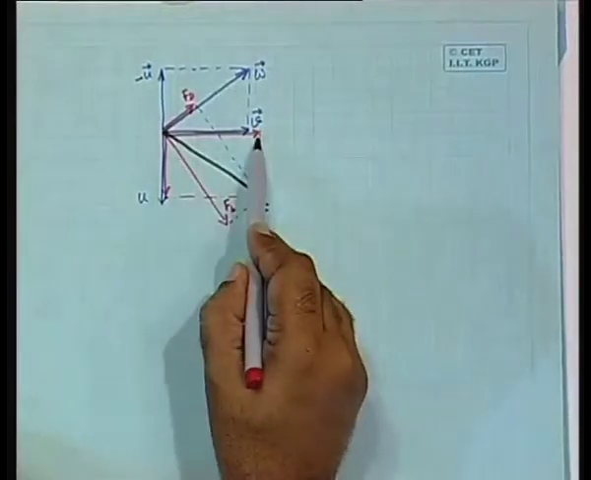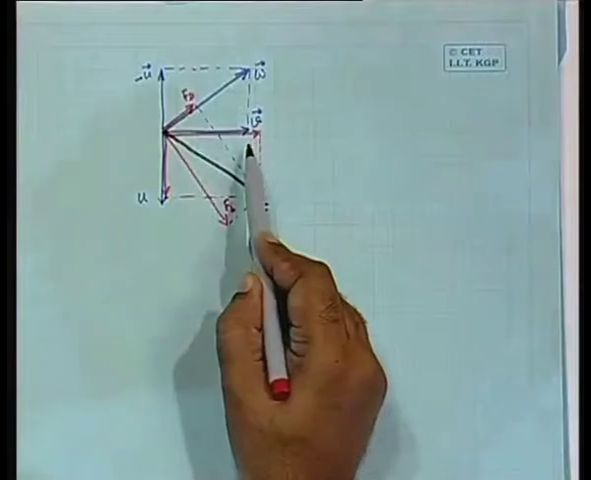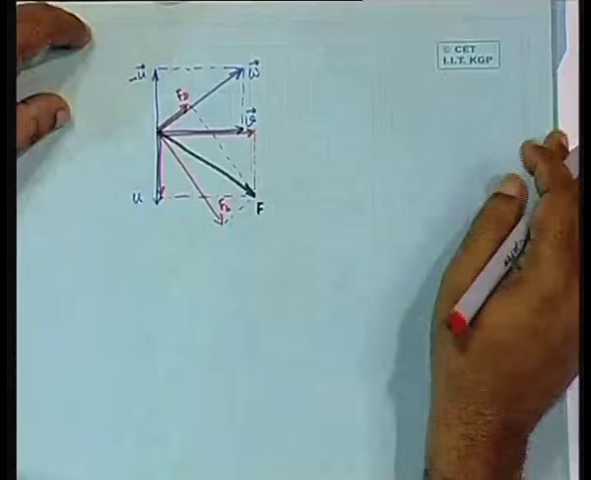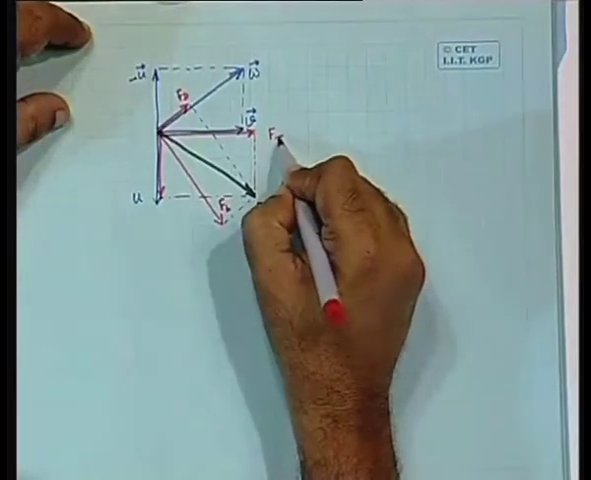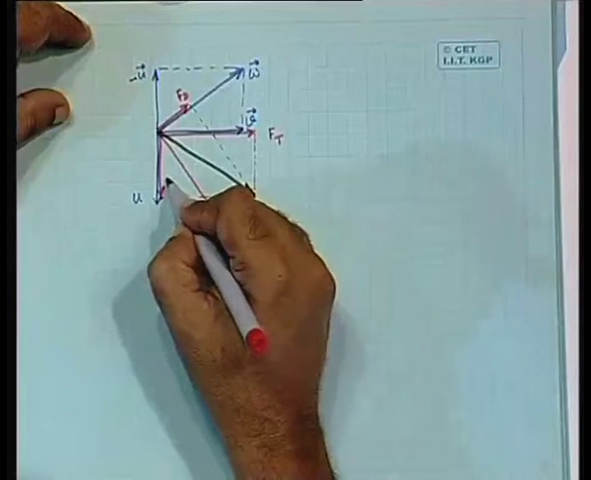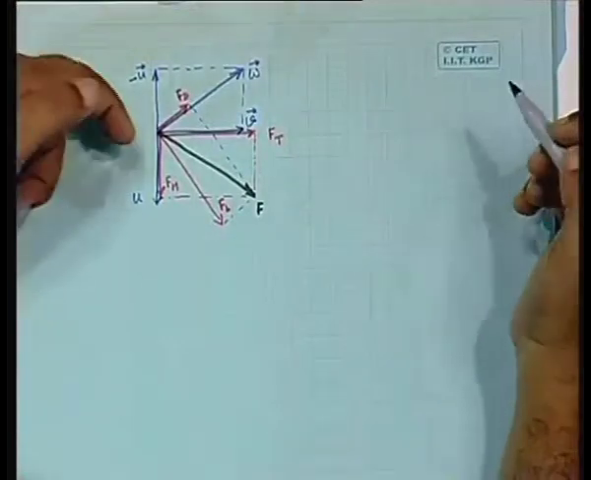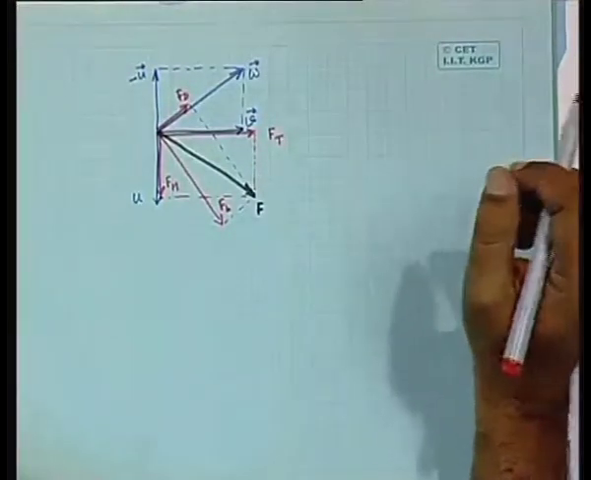Now what does this component do? Notice that it is in the direction of V. That means this is the force that tries to topple the tower. And there is another force that acts in the same direction in which the blade is moving, and therefore that produces the moment. So this force is called Ft, the thrust force, and this force is called Fm, the moment producing force. Okay.